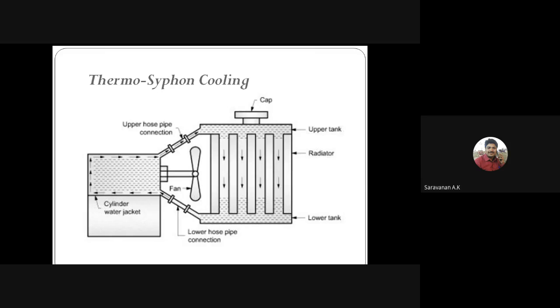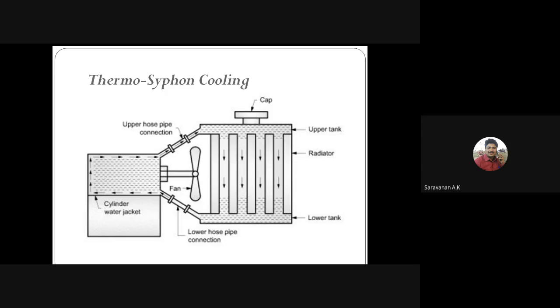Okay, so the hot water in the jacket rises and flows into the upper tank due to its lower density compared to the cold water. And the cold water from the radiator flows to the lower water jacket to replace the hot water. So you may remember this one: the hot water in the jacket rises.